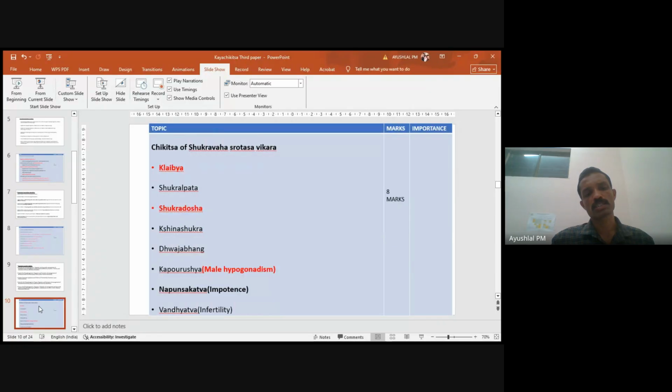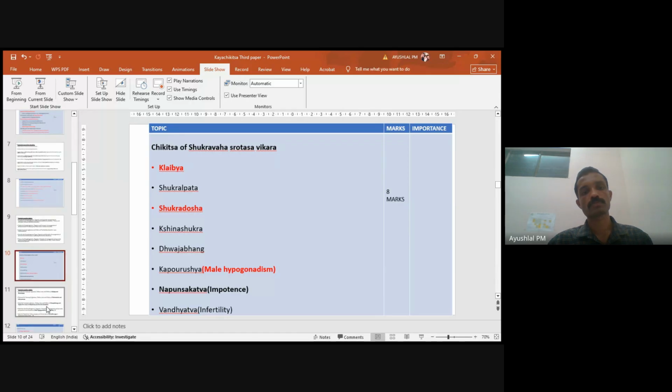And other portions, Kshina Shukra, Dhvajabhanga, these points are not that important. You can avoid such areas.